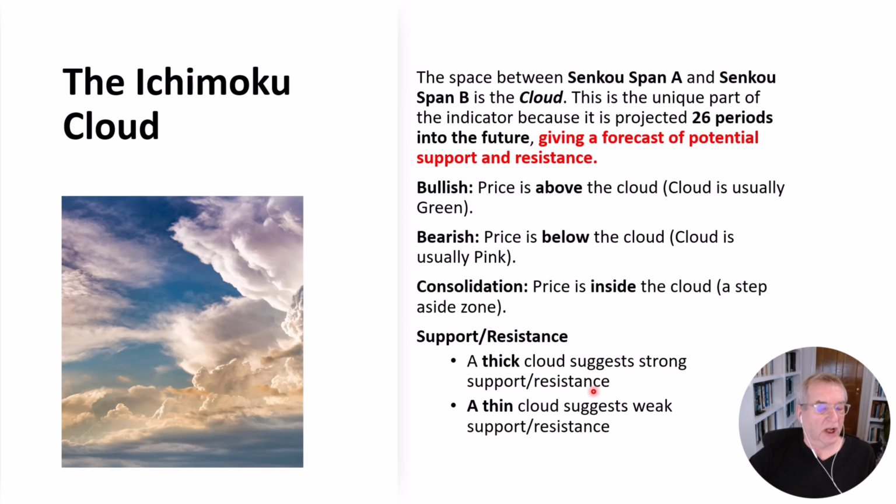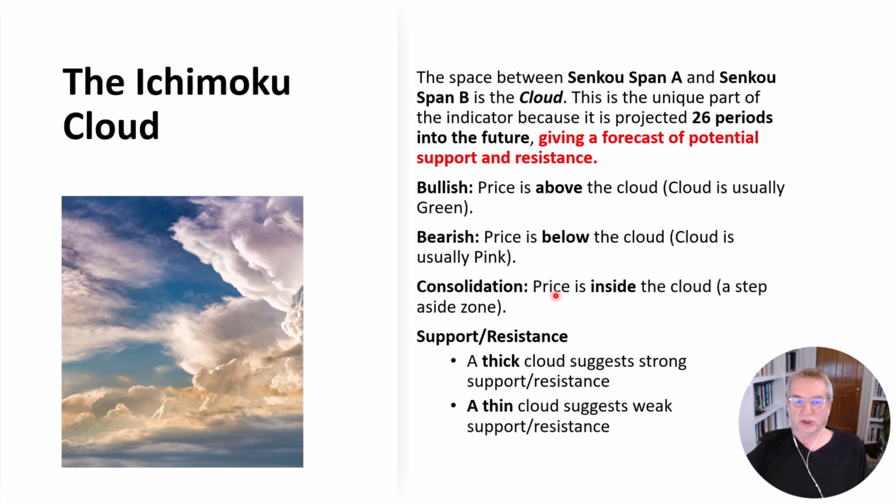So in terms of the cloud, which you'll see in a moment on the charts I'm about to show, the space between 2 of those lines, the Senkou span A and B, is known as the cloud. This is the unique part of this particular indicator because it is projected 26 periods or days, let's say if we're looking at daily charts, into the future, giving a forecast of potential support and resistance. The price is said to be in a bullish mode if it is above the cloud, and typically that would be a green cloud, which I'll explain briefly. A bearish price pattern is where the price is below the cloud, and typically where the cloud would be pink.